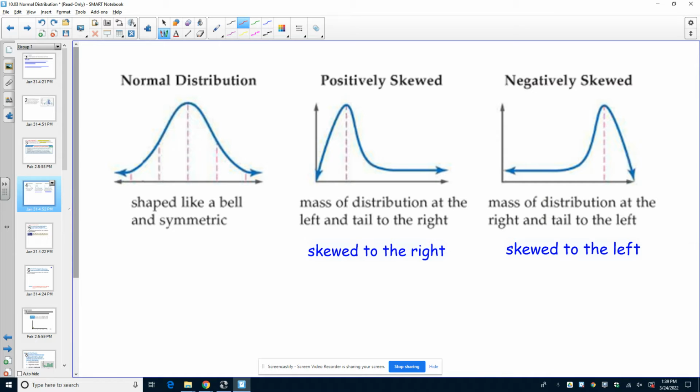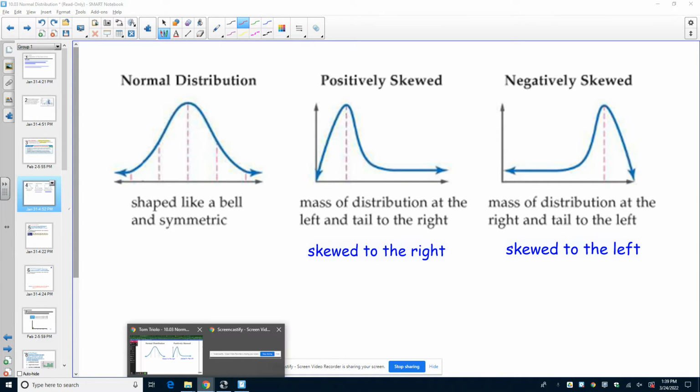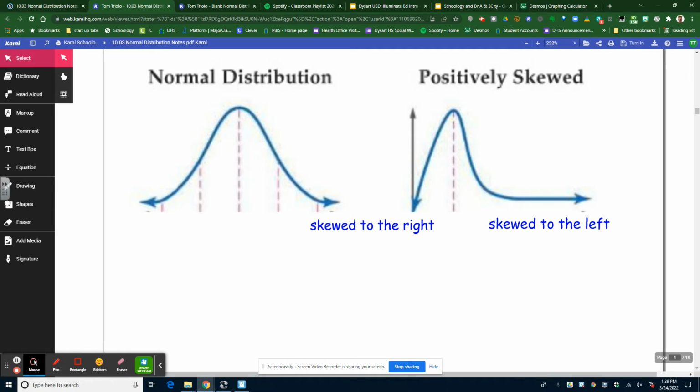So I'll leave that up there for a second. I'm just going to pause. Just give me one second. I don't remember how to pause on the other screen.